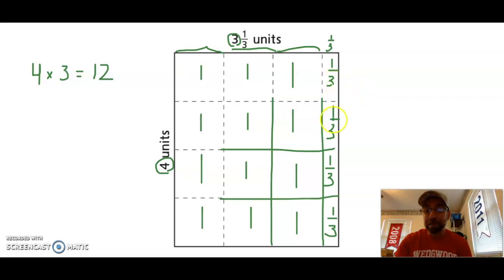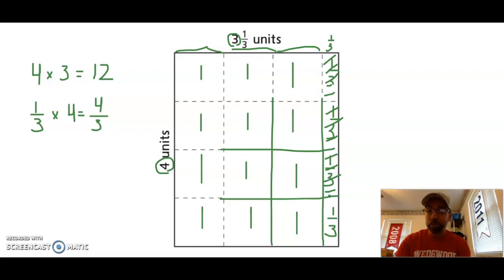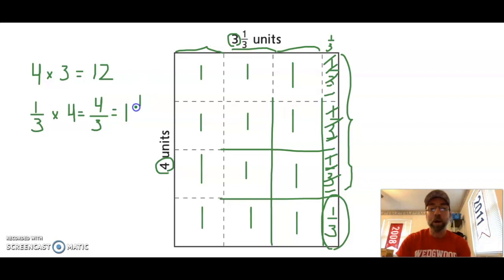But now I have to add up my parts. I have 1/3 times 4. And you might remember from 4th grade, 1/3 plus 1/3 plus 1/3 plus 1/3 equals 4/3. Now, 4/3 is more than one whole. This piece here plus this piece here plus this piece here will equal a whole. 1/3 plus 1/3 plus 1/3 equals one whole. And then I have 1/3 left over. So 4/3 equals 1 and 1/3.